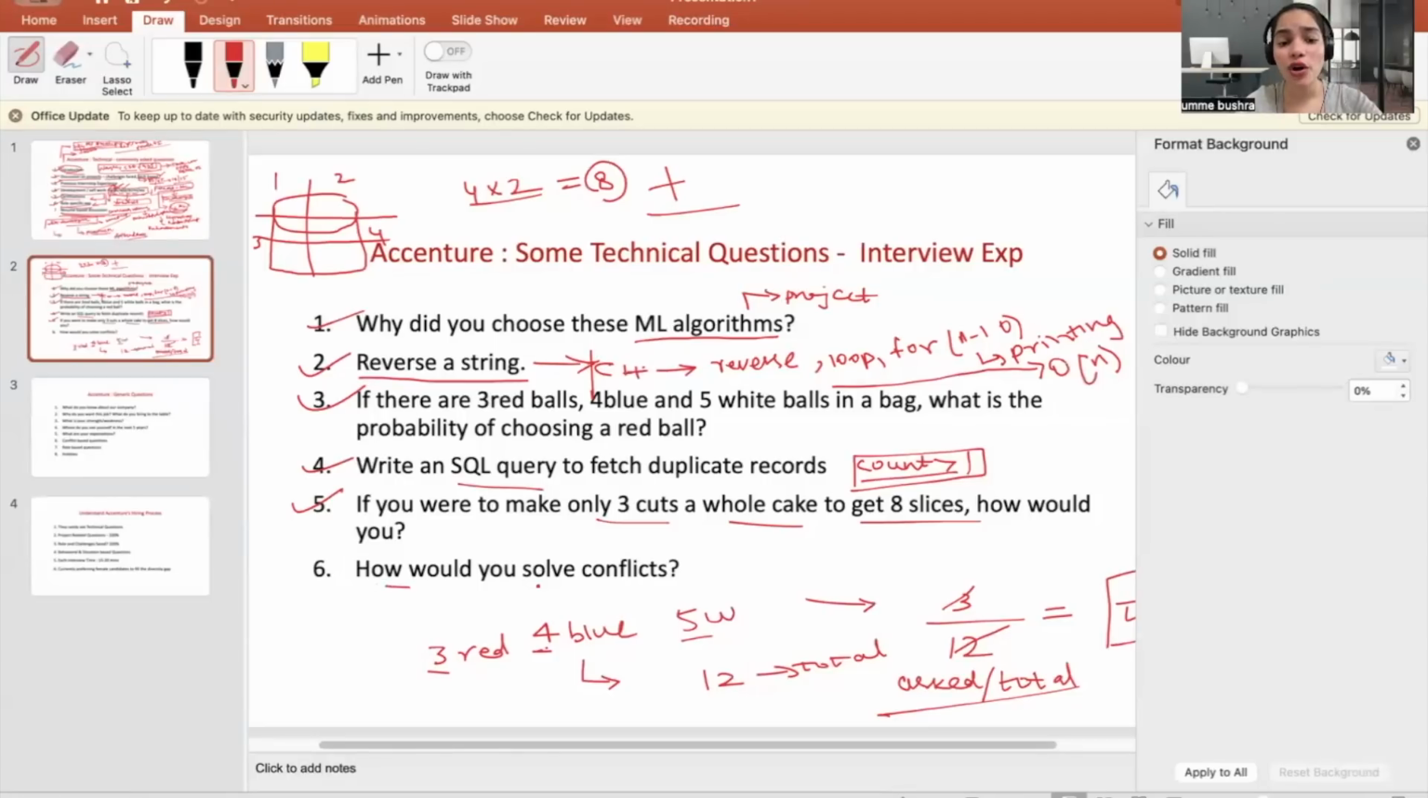How would you solve conflicts? So conflict-based questions are going to be like, say your team manager does not help you at all because he is busy with his own task. But there is something that you have to convey, right? You have to convey that there is a dependency. How will you tackle that?